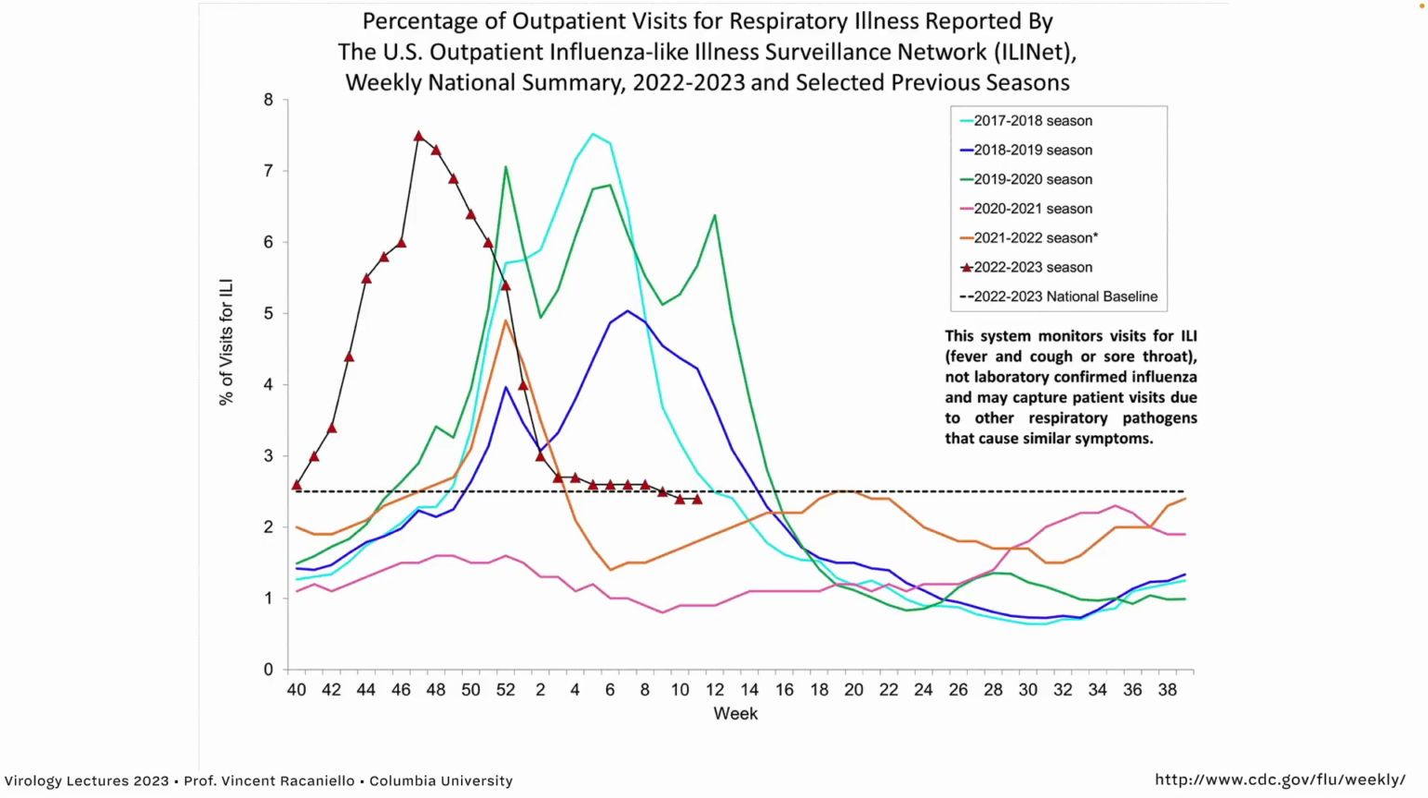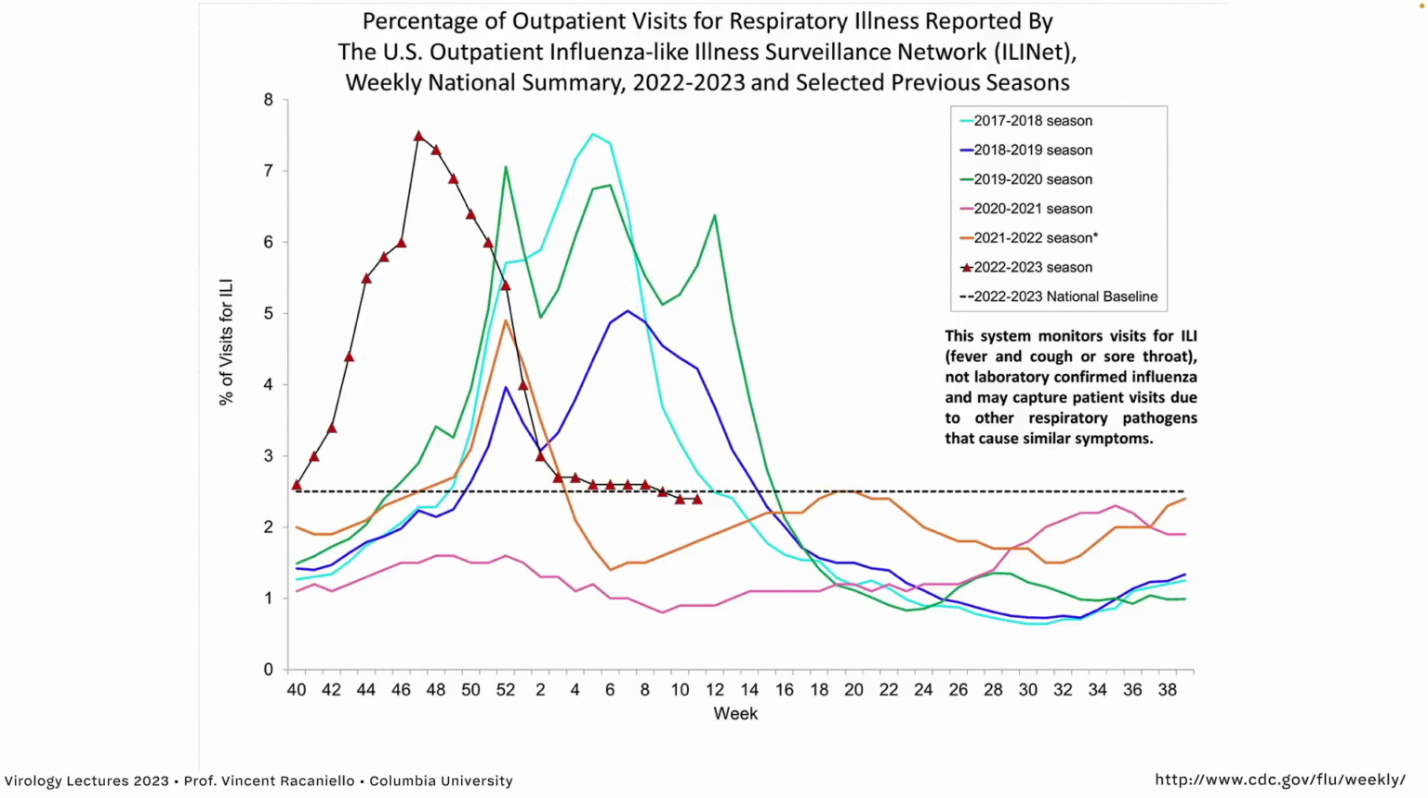And so our current season is 2022, 23, these red triangles. This peaked, as I said, very early on. And you can see in other years, it tends to peak later. And then it's over by week 12 or so, January, February, March, April-ish. It's all over. Okay, so that's influenza.